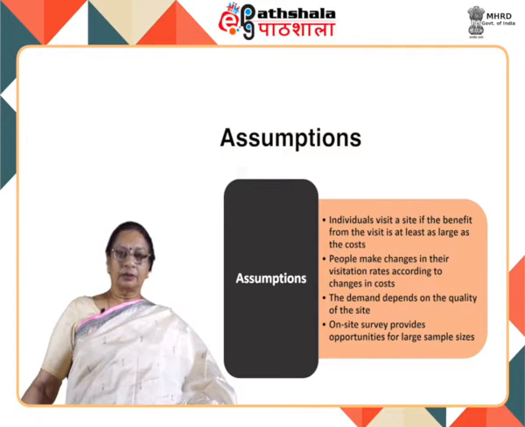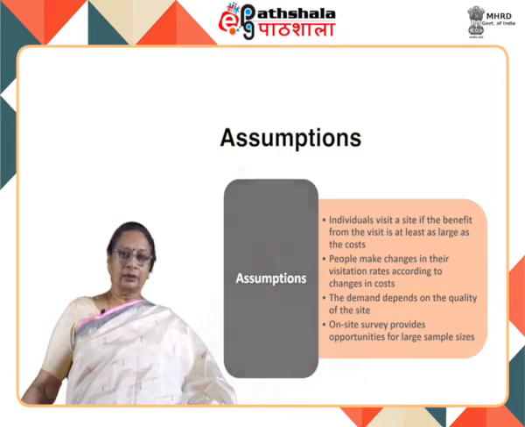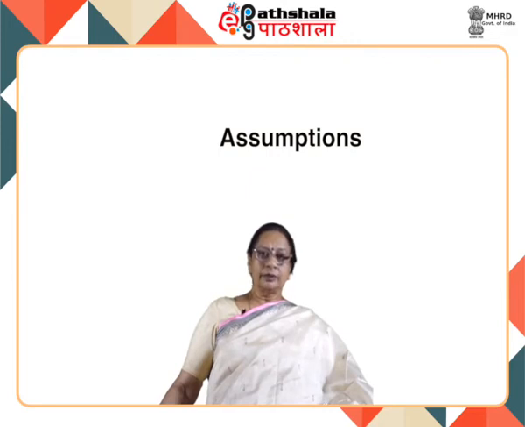On-site survey provides opportunities for large sample sizes as visitors tend to be interested in participating. TCM uses information about people's actual travel costs to determine their WTP and the relevant demand curve. It refers to the cost of time and travel incurred by people to reach a recreational site. Travel cost method employs a survey technique to obtain these costs. Visitors are interviewed on site to provide information on the cost paid for travel, entry fee, on-site expenditure, and expense incurred to visit other sites.